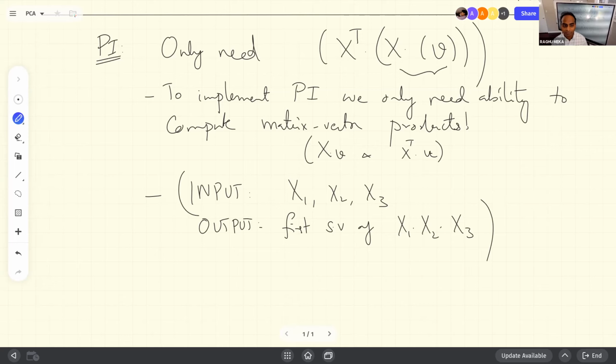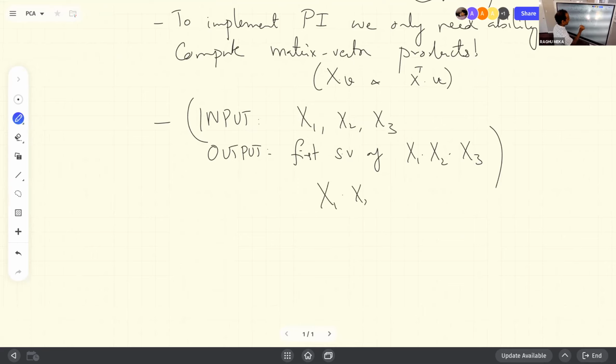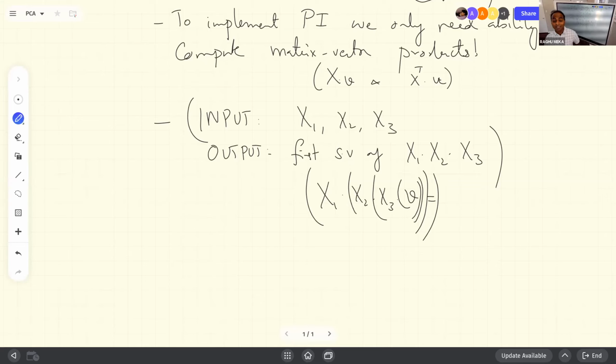Okay? So I have these matrices x1, x2, x3. I'm asking you to take the product and then compute the first singular vector. Now, do I have to compute this matrix product? No, right? Because if I ask you to compute x1 times x2 times x3 times v, I can use associativity. Right? So I can compute the singular vector of the product of matrices without ever having to compute the product.